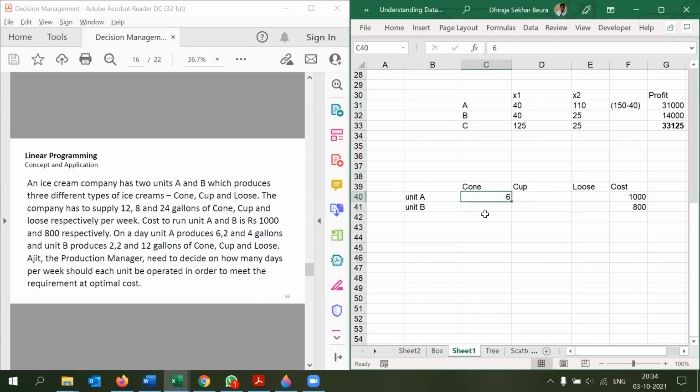Everybody got it? Yes. Cup used in the unit A: 2. 2 is perfect. Blues used in the unit A: 4. You got it, right? 2 to 12. Same thing is there.